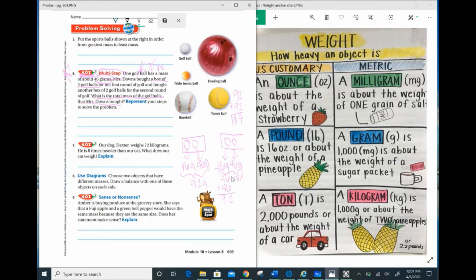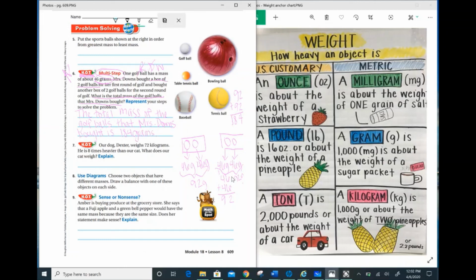So that's what I'm going to write. So the total mass of the golf balls that Mrs. Downs bought is 184 grams.